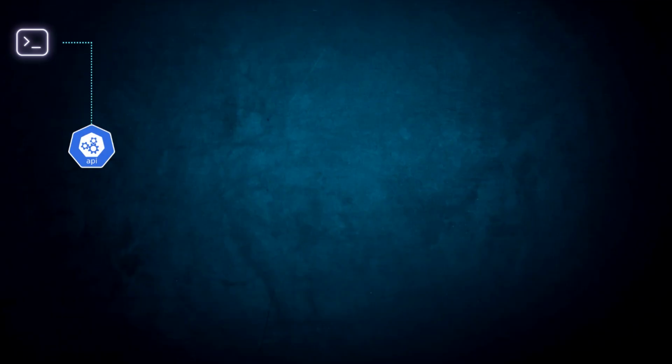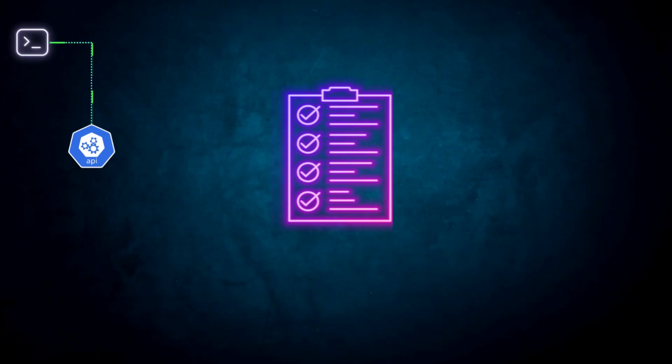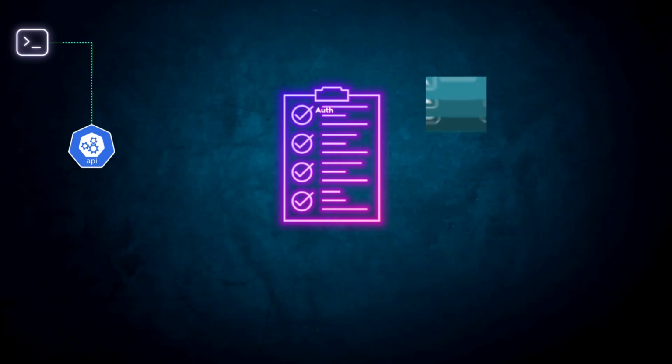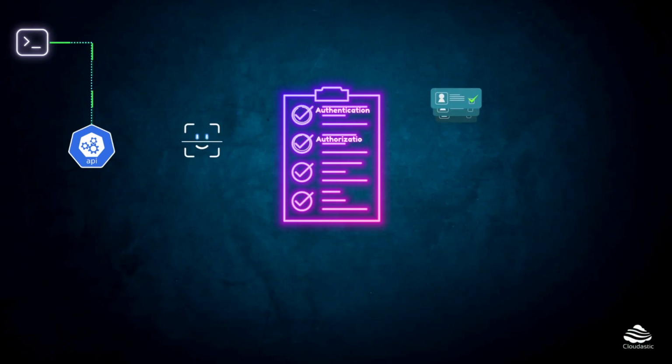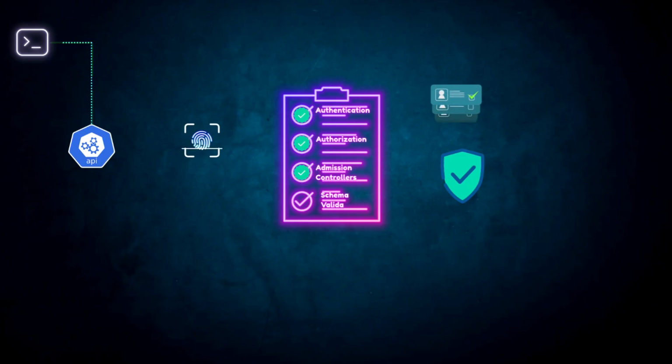Before simply accepting the request, the Kube-API server performs several checks that include authentication, verifying who the user is; authorization, which checks if the user has the required permissions using RBAC, or role-based access control; admission controllers, to enforce any policies or improve security and governance; and schema validation, ensuring the YAML or JSON structure is correct.